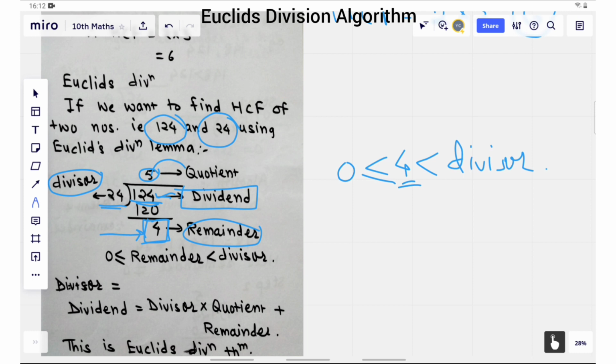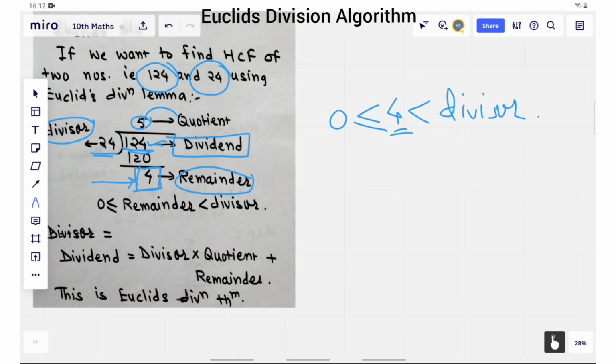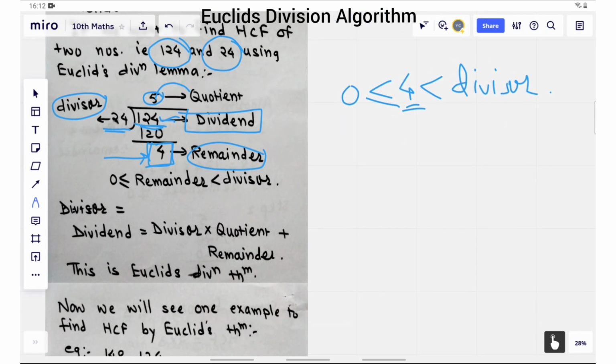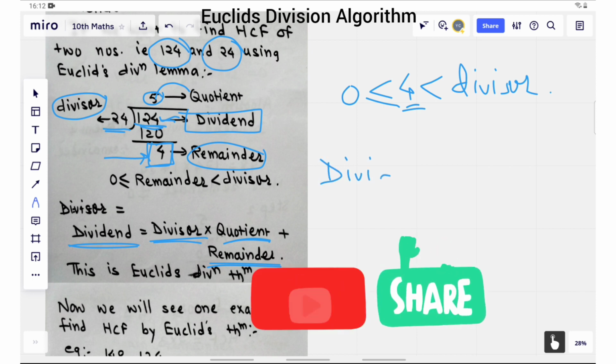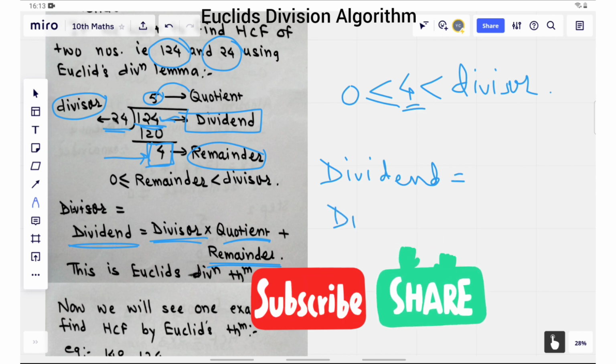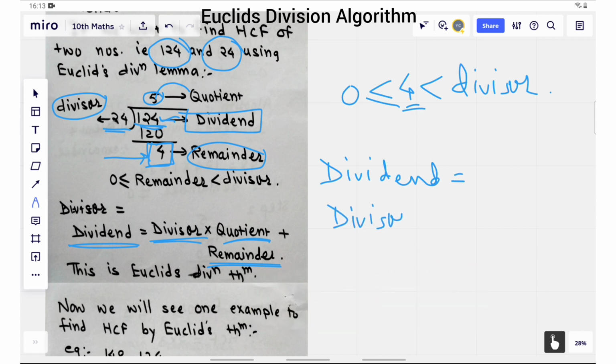Okay, so the algorithm which Euclid has given, I will write here now. See, dividend is equal to divisor into quotient plus remainder. This is the algorithm which Euclid has given. So I will write here also, dividend is equal to divisor into quotient plus remainder.